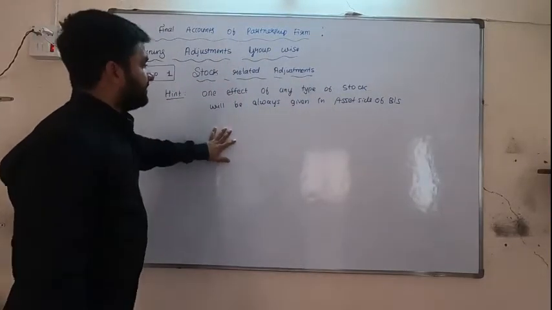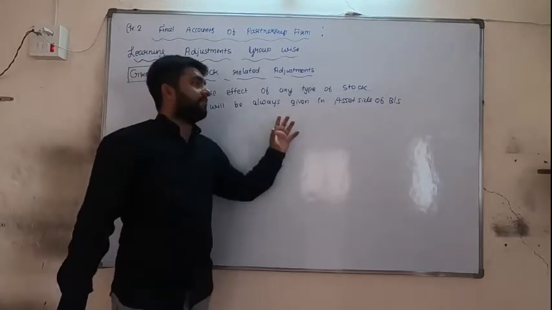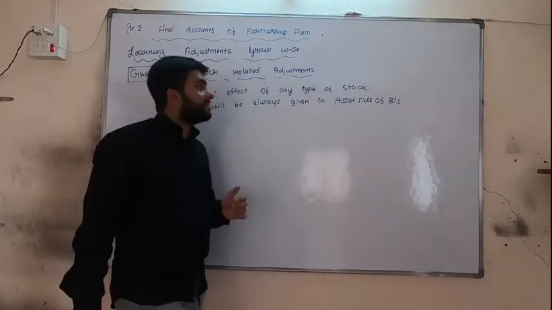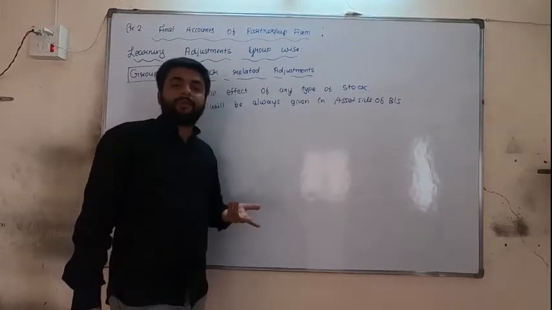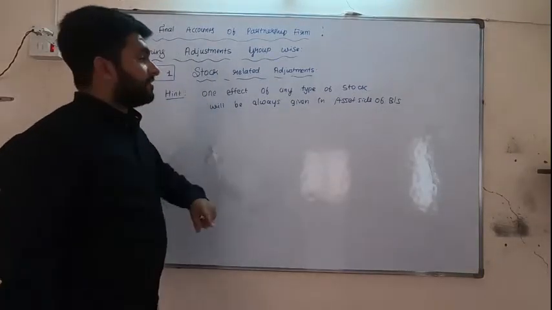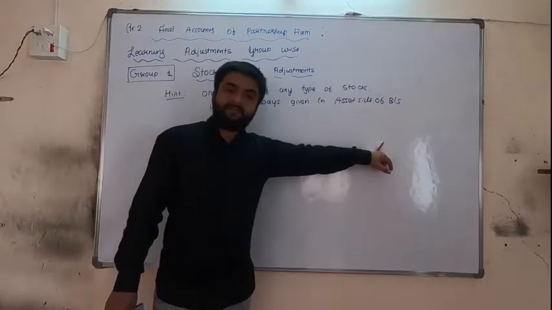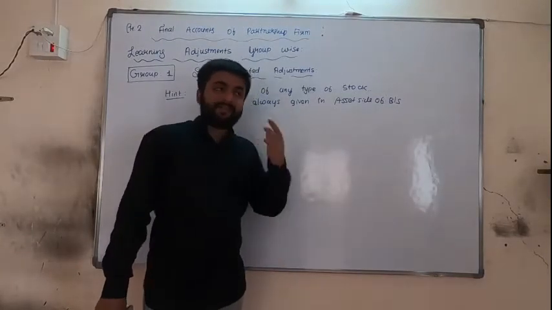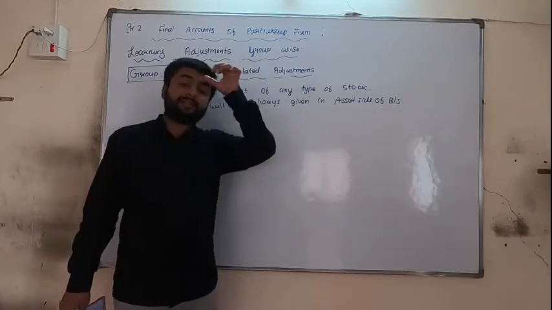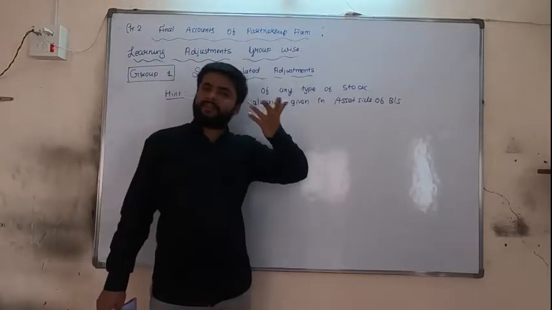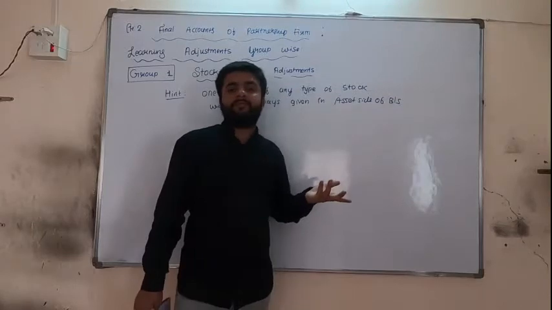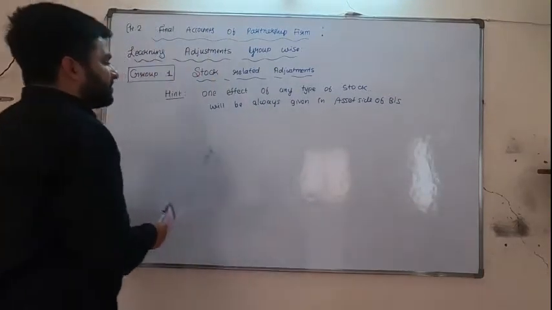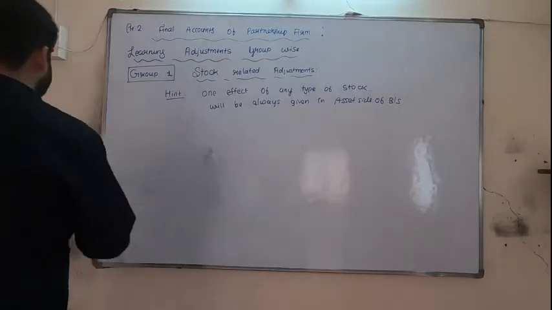What I mean to tell is that one effect of any type of stock. We have two types of stock related adjustments. So stock can be of any type, but its one effect will always be shown on the asset side of the balance sheet. About the second effect you just need to remember. But suppose you are not remembering that second entry or second effect, no problem. You have given one effect, so you will get marks accordingly.